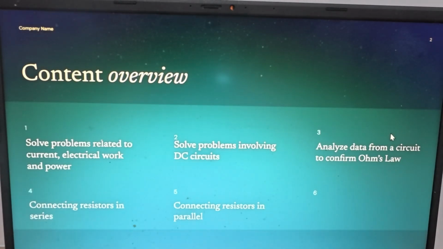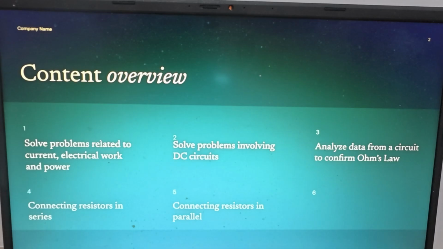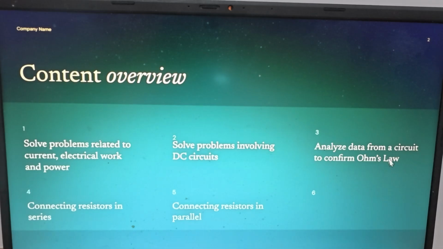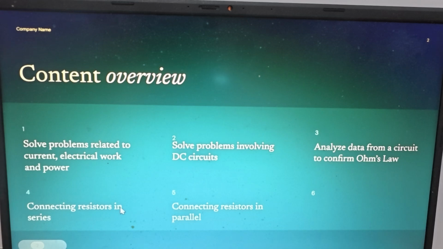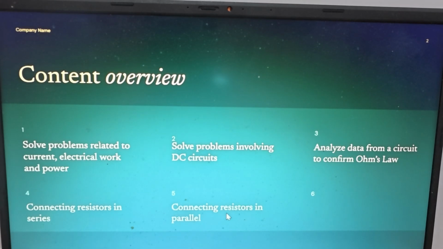So just an overview of the content. We're going to solve some problems related to current, electrical work and power, solve some problems involving simple DC circuits, direct current circuits, analyze data from a circuit using Ohm's law, and we're going to connect resistors in parallel and show how to manipulate the mathematics of connecting resistors in parallel and connecting resistors in series and parallel.